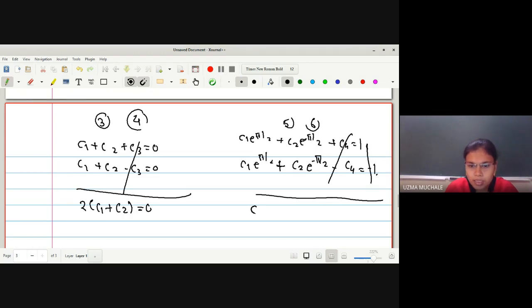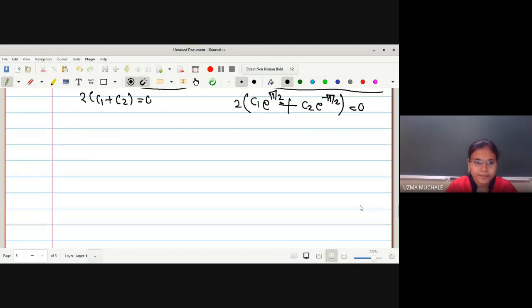So what we get is C1, so 2 times I can take outside C1 e raised to pi by 2 plus C2 e raised to minus pi by 2, which is equal to 0. So hence from this equation I can write C1 is equal to minus C2. Now use this in this equation. Whenever you are having the value of C1, put it as minus C2.